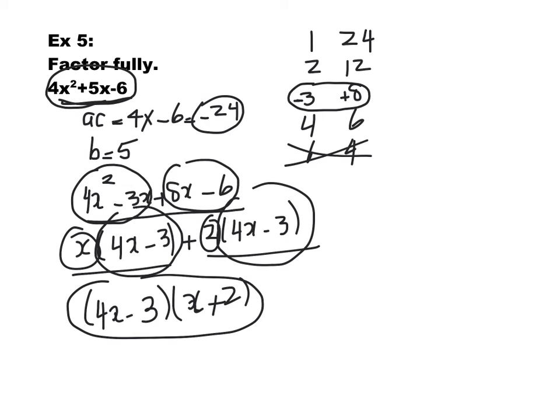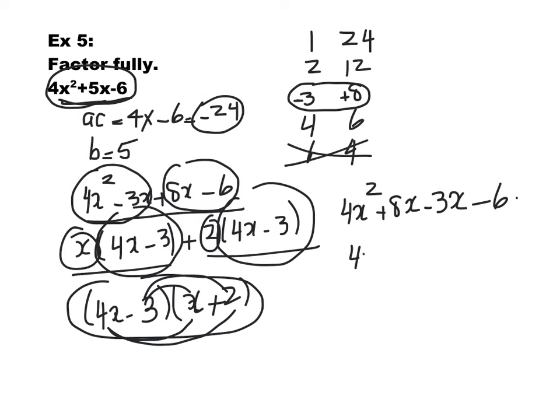Let's check it to see if it's correct. So 4x times x gives me 4x squared. 4x times 2 gives me 8x. Negative 3 times x gives me negative 3x. Negative 3 times 2 gives me negative 6. Now 4x squared, there is no like term. 8x minus 3x gives me 5x, and then negative 6, which is exactly what we started with.